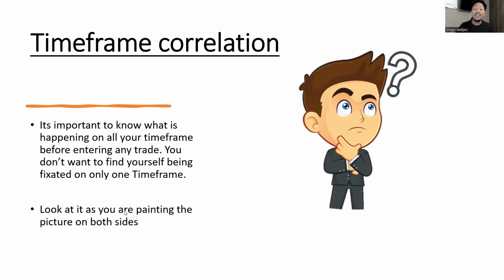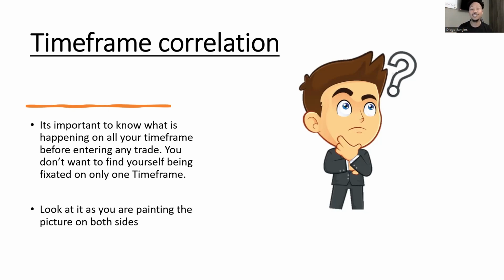Look at it as you are painting the picture on both sides, right? Just like a coin, you need to understand that if you are going to stand on the edge, you know what is happening on this side and you know what's happening on that side. So with you standing on top of this coin, you're going to make the decision whether you want to go with heads or tails. Which picture is making sense to you? And that's how you're going to find yourself executing your trades. You need to make sure that you have an actual picture of what's happening on the higher time frame and on the lower time frame.